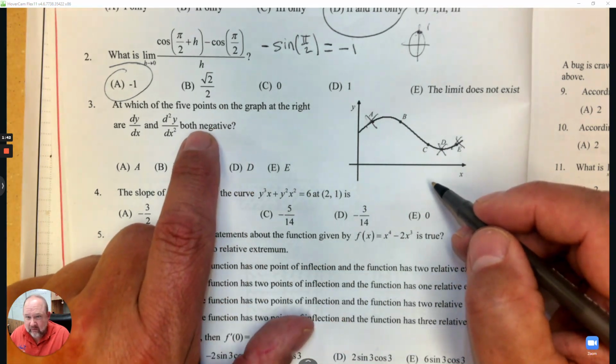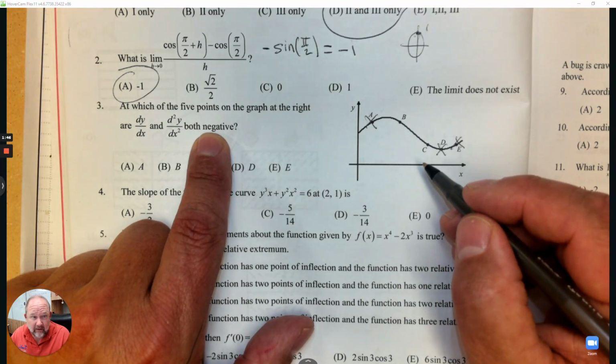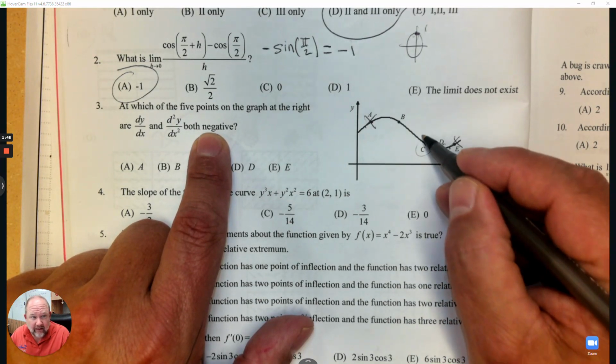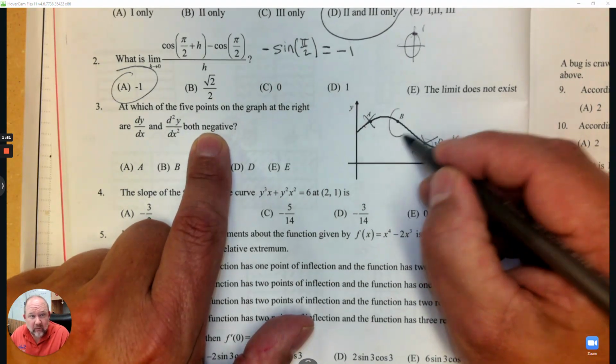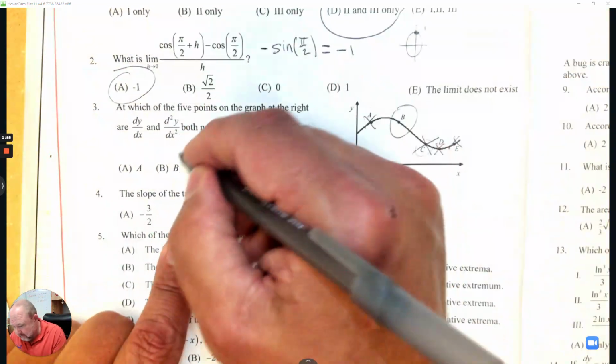Then the next question is the second derivative being negative. That means it's in the middle of concave down or concave up. So this one is in concave up territory. So the only one that's negative and concave down at the same time is B.